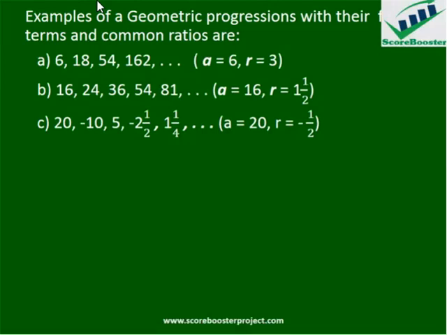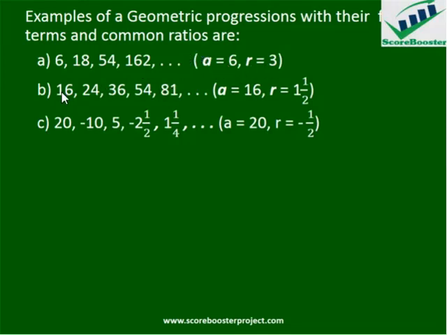which is 54 divided by 18 to give 3, which is also equal to dividing the fourth term by the third, whereas 162 divided by 54 to also have 3. Therefore, we have the common ratio R to be equal to 3.